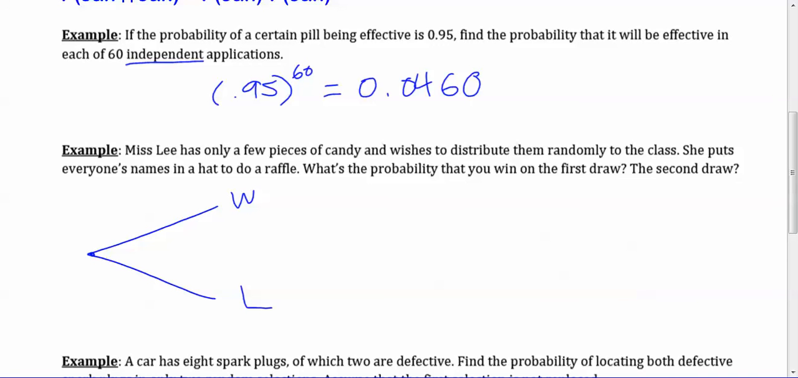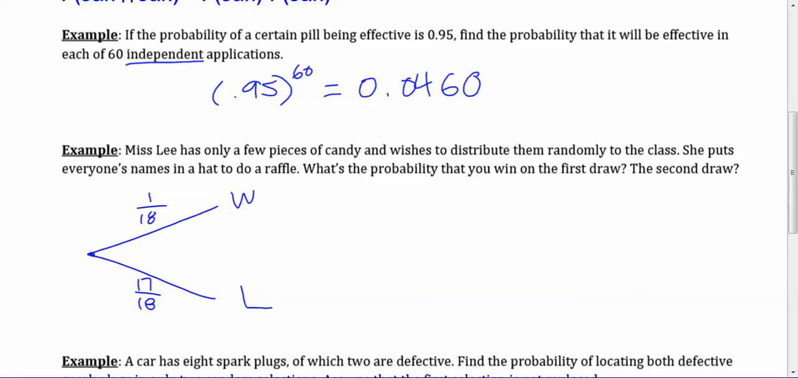But the probability that you win is going to be 1 out of 18 then. And the probability that you do not win is going to be 1 minus that, which is going to be 17 out of 18. So the probability that you win on the first draw is 1 out of 18. The probability you do not win on the first draw is going to be 17 out of 18.